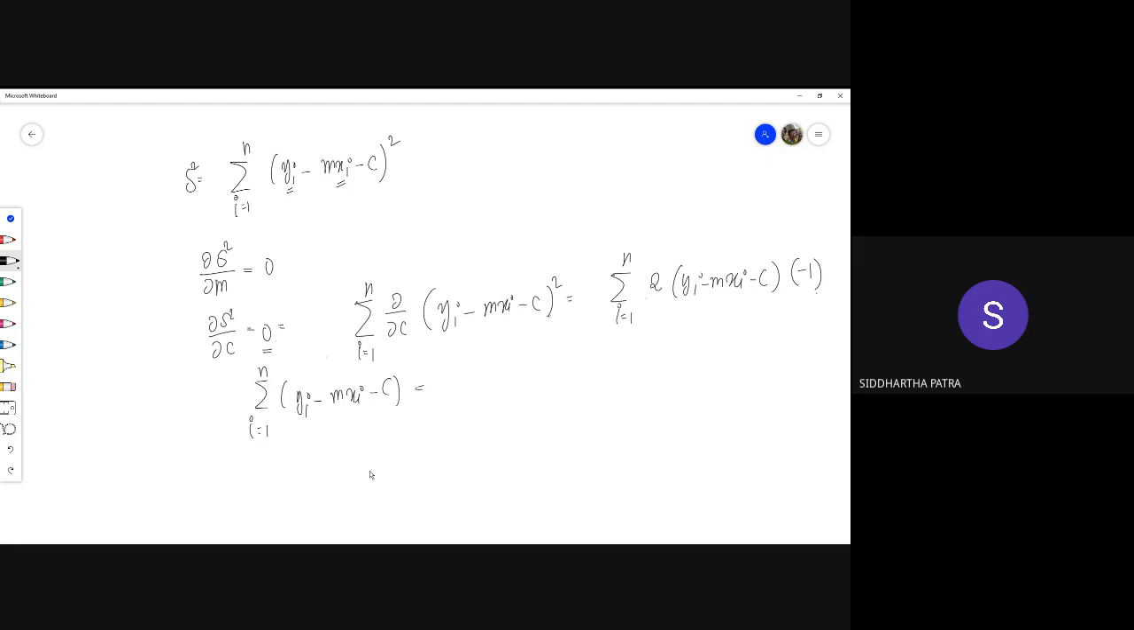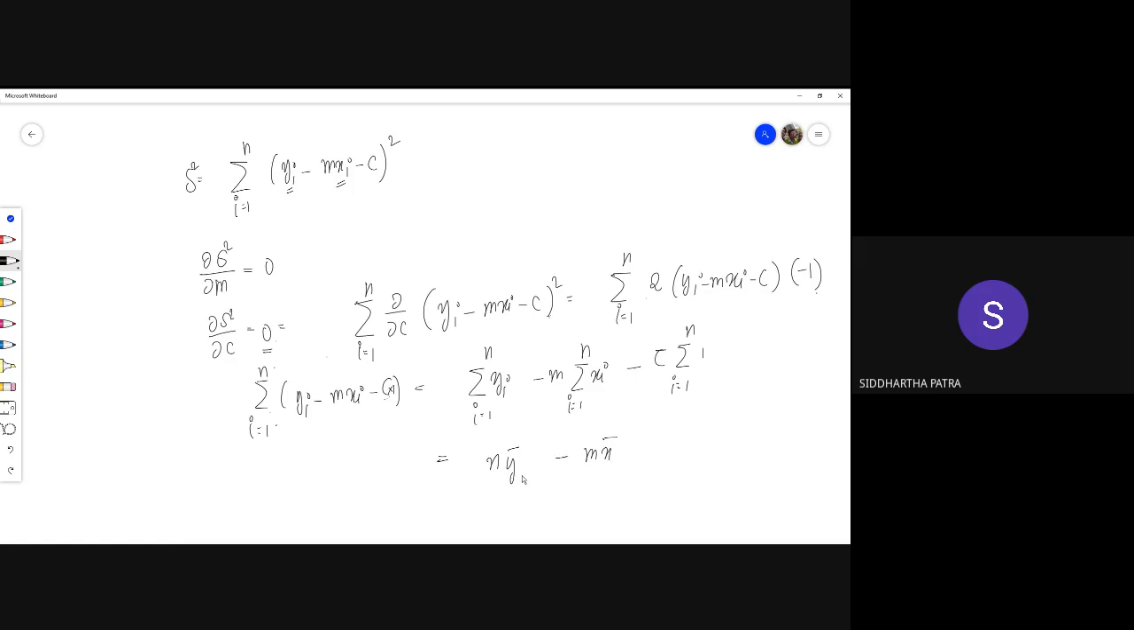So this can be written as summation over yi, the first term, then m times summation over xi, and the last term, you can think of c as c times 1. And that will help. So this becomes c times summation over i equals 1 to n of 1. Basically you are adding c n times up. So in the end you have n times y bar minus m times x bar, where bars are basically the mean values.